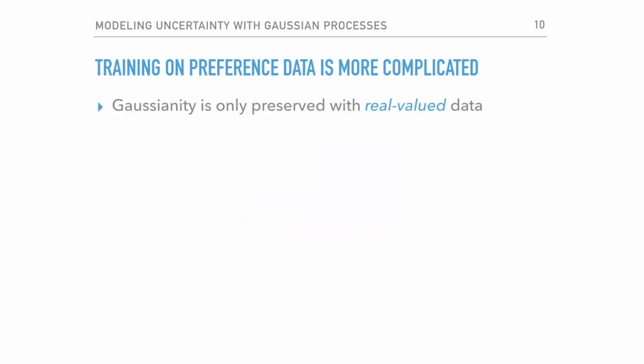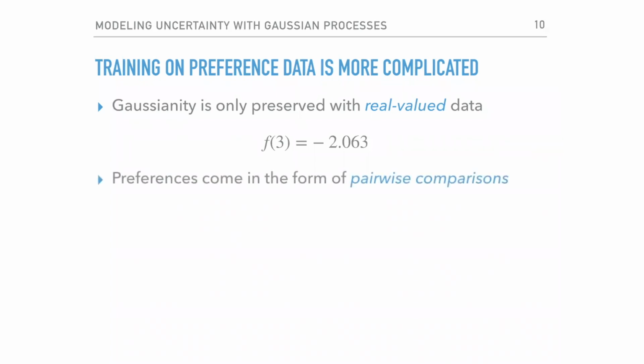If you have worked with a GP before, you might know that with real value data, such as some f of x is equal to some y, then we can efficiently update a GP exactly. But remember that in our setting, we are working with pairwise comparisons. So our data actually comes in this form. Unfortunately, a GP cannot be exactly updated on this kind of data.